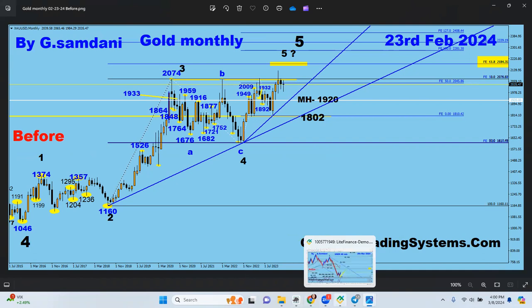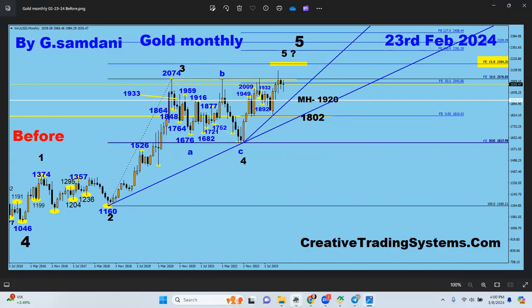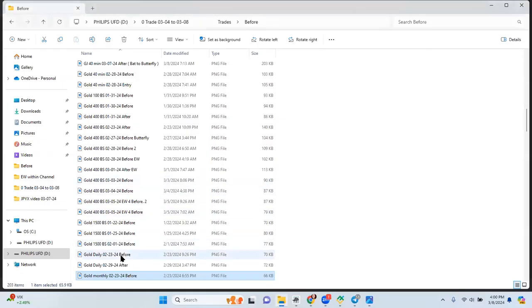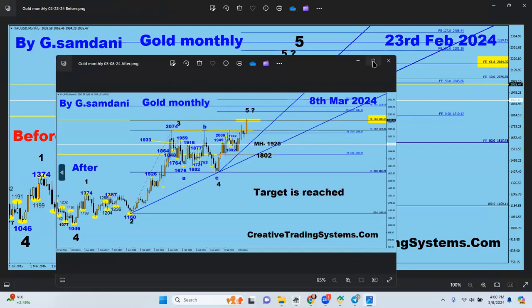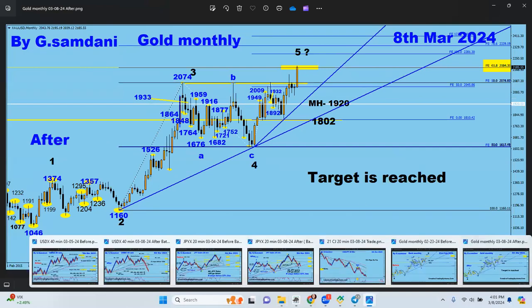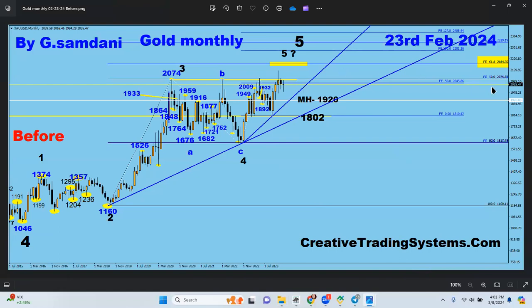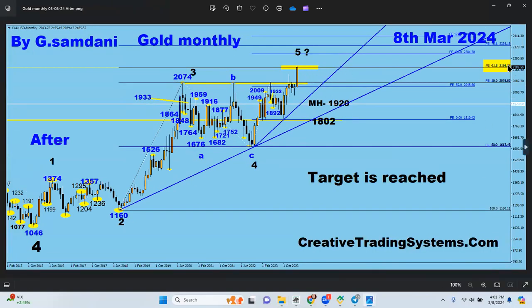Gold target. Let me, do I have it? Gold. Right now, I'll show you right now, gold. This is how it ended up. See that? This was the before chart, 23rd February, that we're going to go here, this yellow mark here, and 2184. And today, boom, 2184, the mark is hit for wave 5.